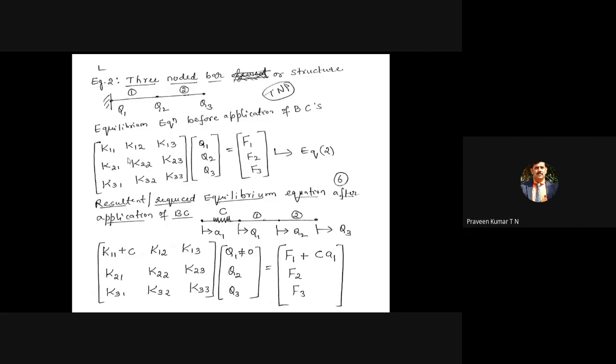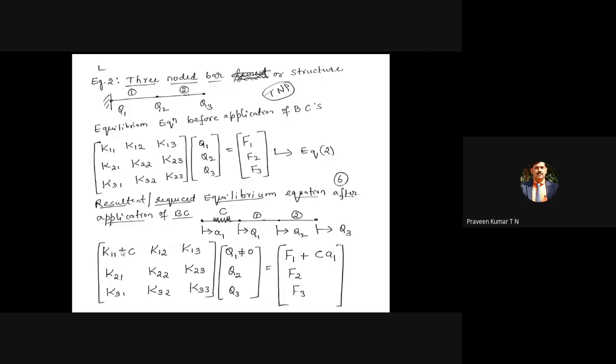It is not just K11, it has some values. Already you have solved some problems on beams, bars, even trusses. We have equilibrium equations written in terms of parameters K11, K12, etc. After application of the boundary condition, node 1 is fixed with displacement A1. So you are adding additional spring stiffness C. As you are applying the boundary condition at node 1, you have to add additional spring stiffness C to K11.